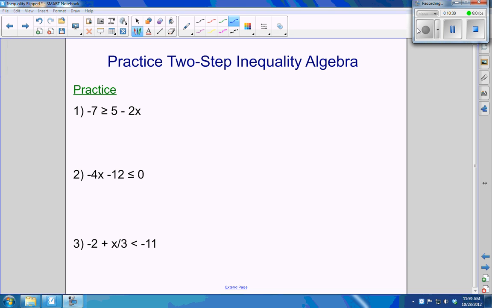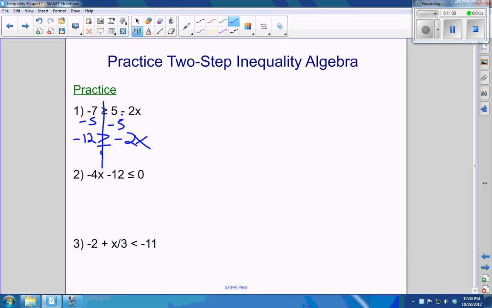Let's go through these. Again, start with what's not attached to the variable. This is a positive 5. Don't mix up this negative. That goes with the negative. That goes with the 2. So it's a positive 5, minus 5, minus 5. That gives me a negative 12 is greater than or equal to negative 2x.